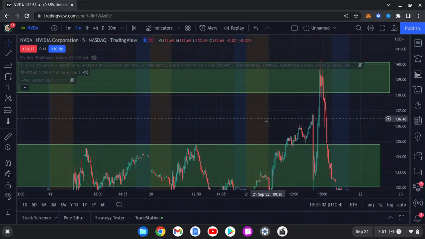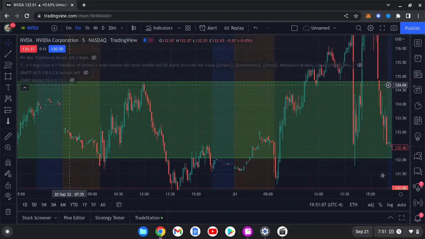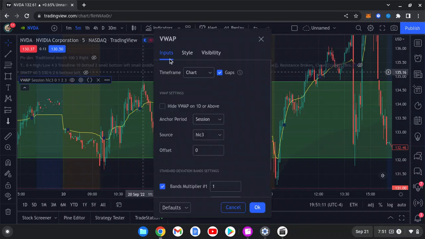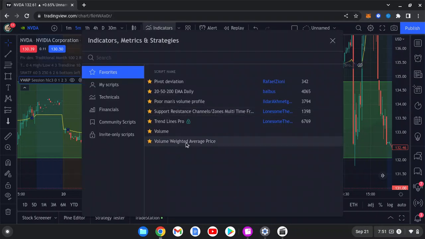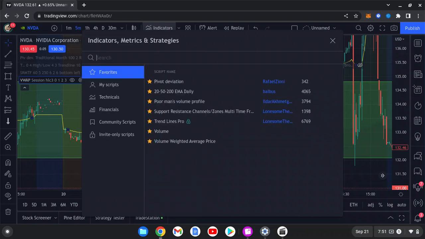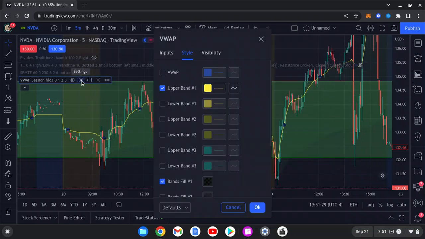and I'll show you what I saw for NVIDIA on the 20th. So I'll turn on my VWAP, and a lot of people have asked me which VWAP I use. I use this one right here. It just says volume weighted average price. I think if you type it in, it's right there. And when you first select it, it gives you all of these bands. I unselect all of them, and this is what I do.